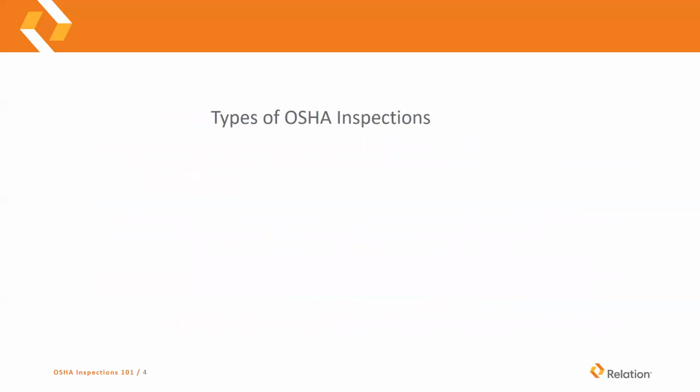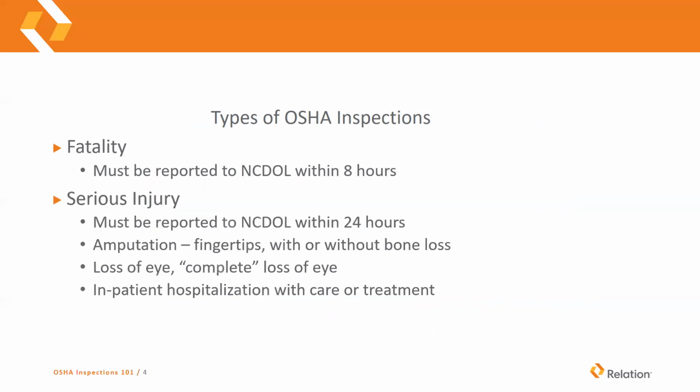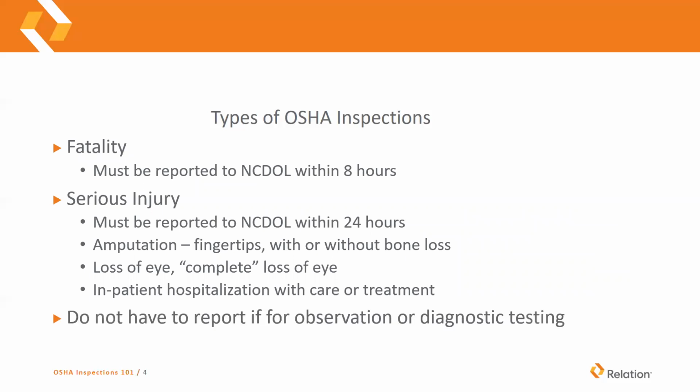So the different types of inspections are, first, fatality. It must be reported to the North Carolina DOL within 8 hours. A serious injury must be reported to the NCDOL within 24 hours. These are amputations, which include fingertips with or without bone loss, loss of an eye, which is a complete loss of the eye, and an inpatient hospitalization with care or treatment. So this is somebody that's being admitted to the hospital, but it wouldn't necessarily mean somebody that's spent all night in the ER going through diagnostic testing.